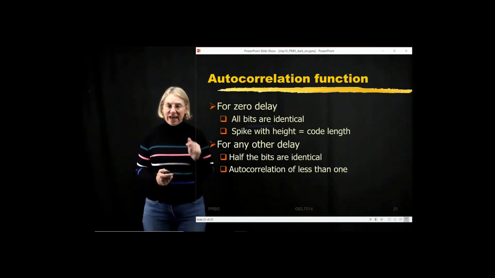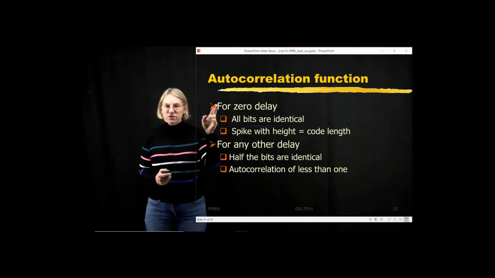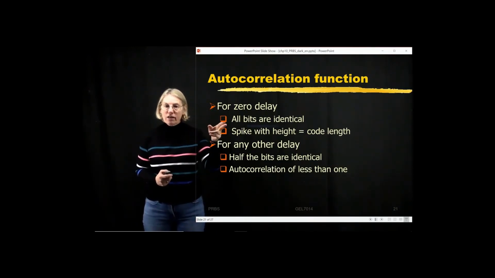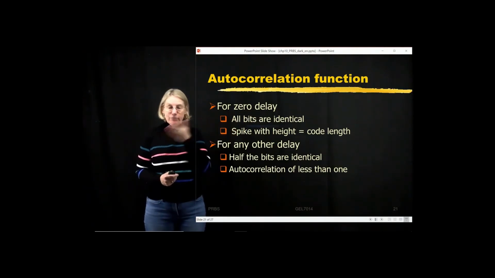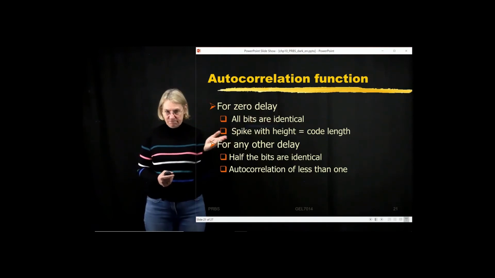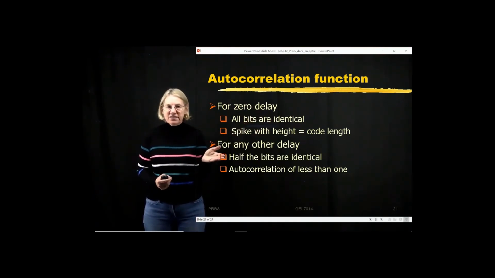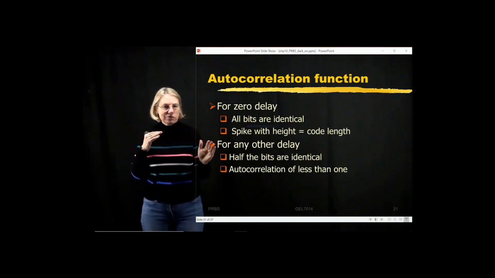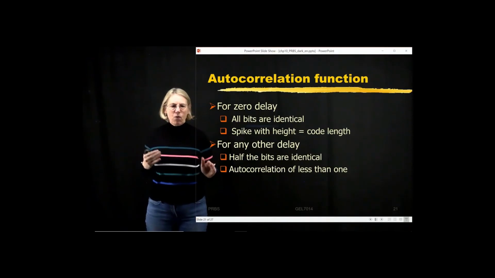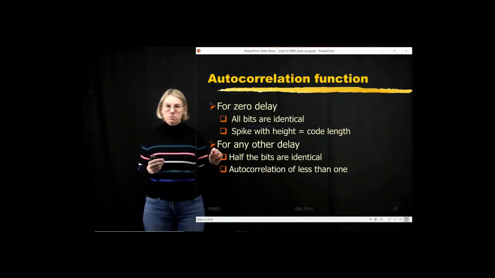So why did we get these properties? Because for zero delay, of course, all of the bits are identical, and the spike has a height. If we didn't normalize it, the height would be the code length. For any other delay, half the bits are identical and the other half are not, and so this is an odd and even number, so of course it's always off by 1. So the autocorrelation is very small.